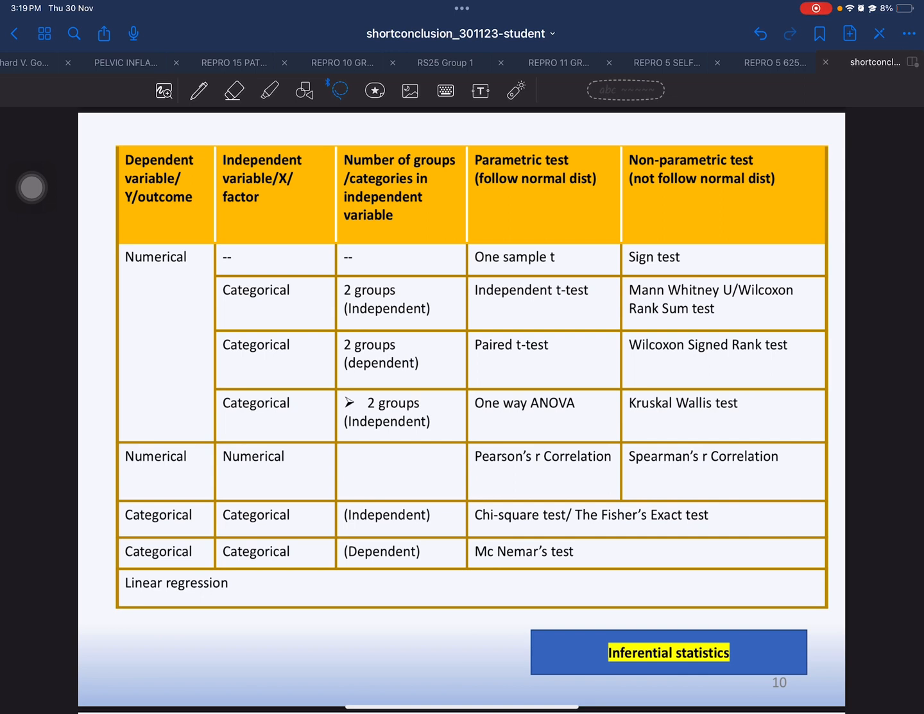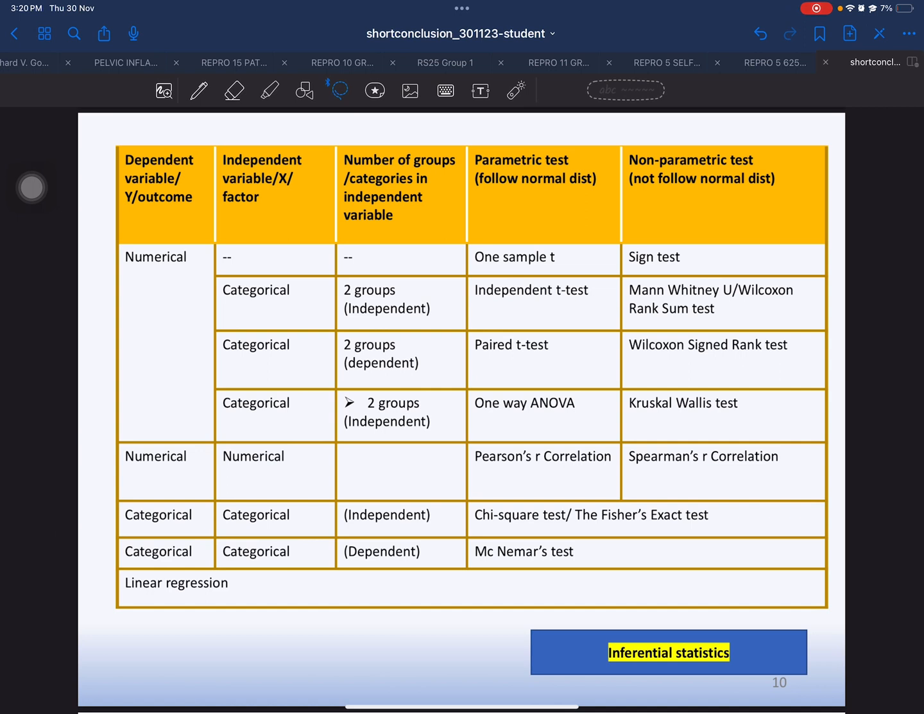Okay, remember the dependent variable is your outcome. If your data is numerical, meaning a stress score, for example, and the independent variable is female or male, two categories, please write in your chapter 3: if the data is normal, you will use the t-test. If the data is not normal, you will use the Mann-Whitney U test.